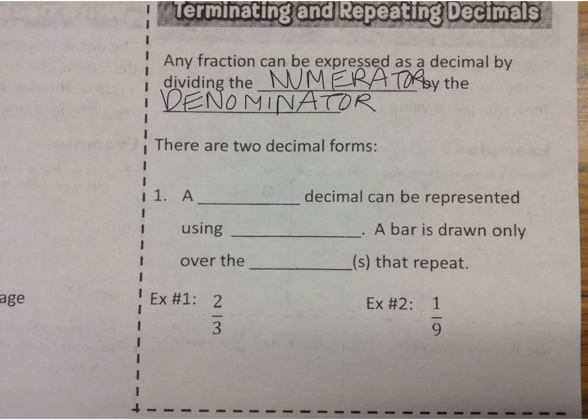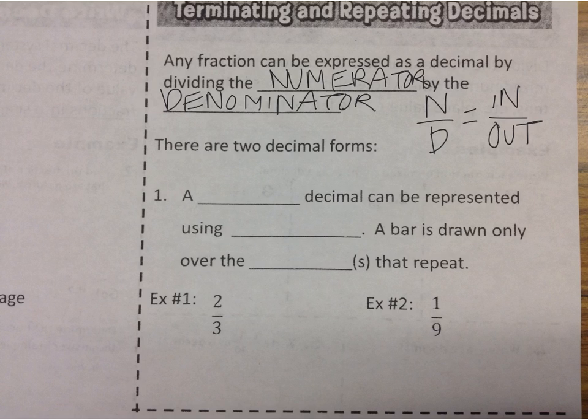Now, for the numerator and denominator, the numerator is the top part of a fraction and the denominator is the bottom part. If you're not quite sure how to write the division or how to do it, just remember that the numerator is inside the division box and the denominator will be on the outside.